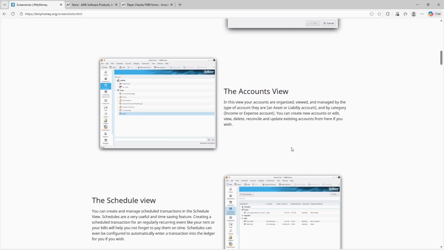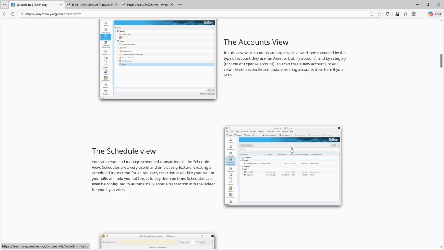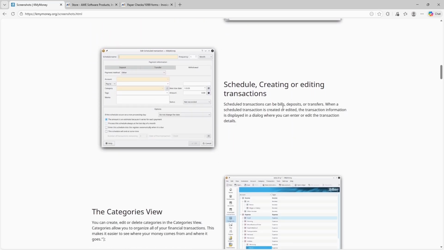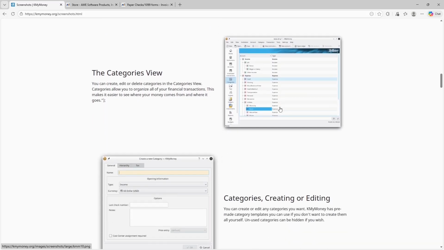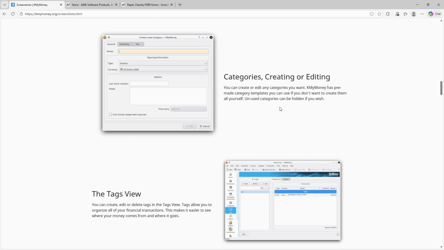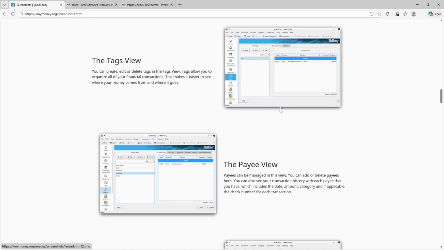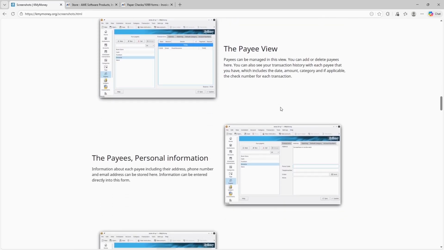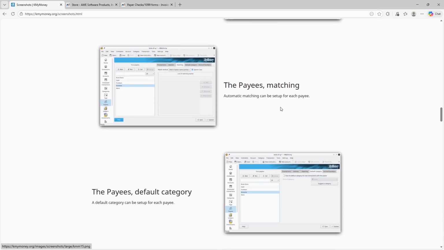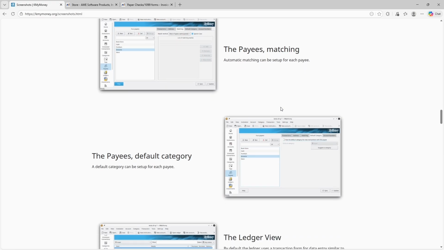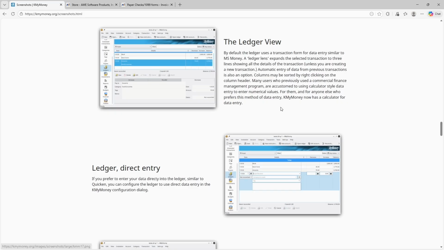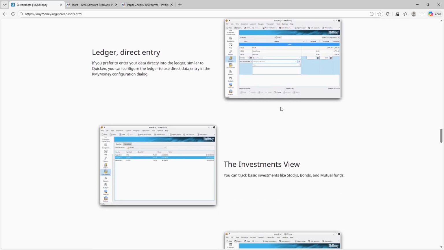KMyMoney also excels at budgeting and forecasting. Users can create detailed budgets, compare planned versus actual spending, and identify problem areas before they turn into financial disasters. Investment tracking includes support for stocks, funds, and price updates, making it surprisingly capable for users who want both day-to-day money management and long-term financial oversight. Reports are highly customizable, allowing users to generate income statements, balance sheets, cash flow summaries, and category breakdowns that actually make sense instead of overwhelming you with noise.